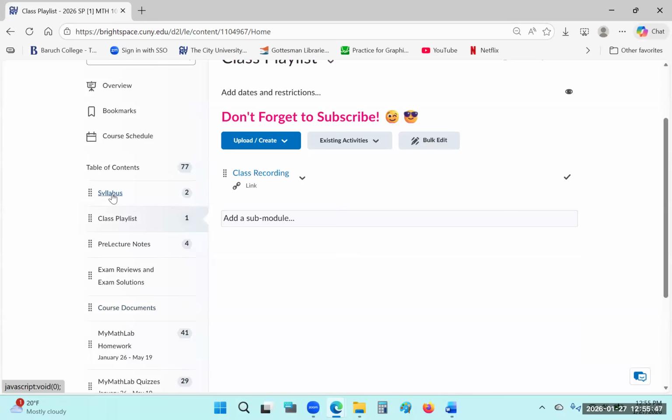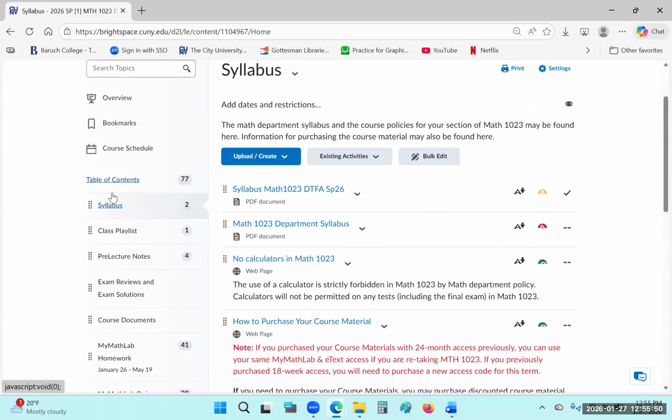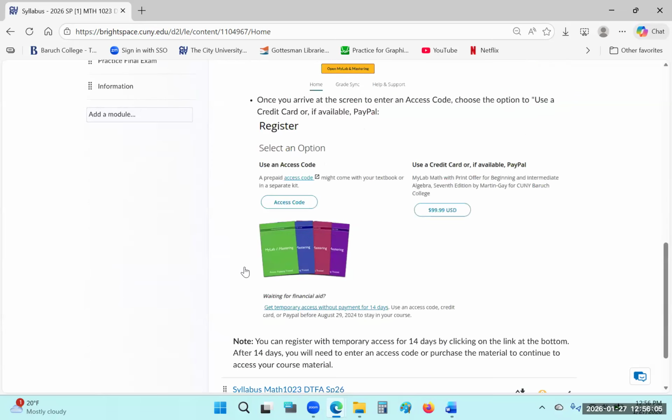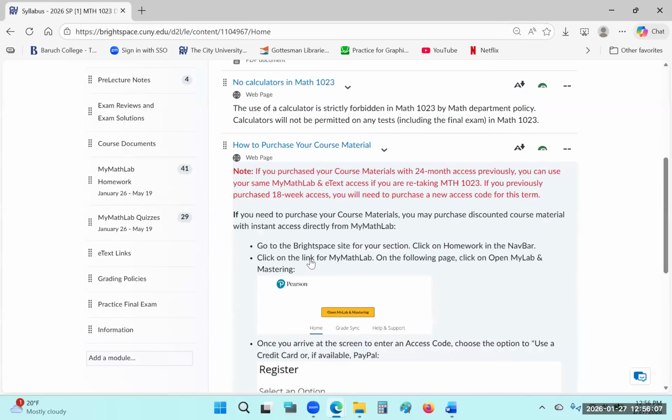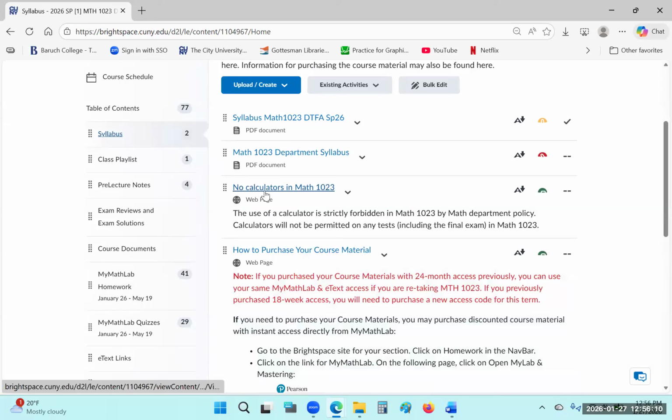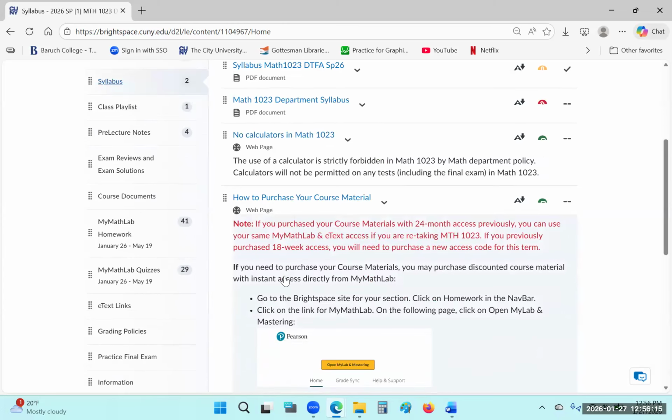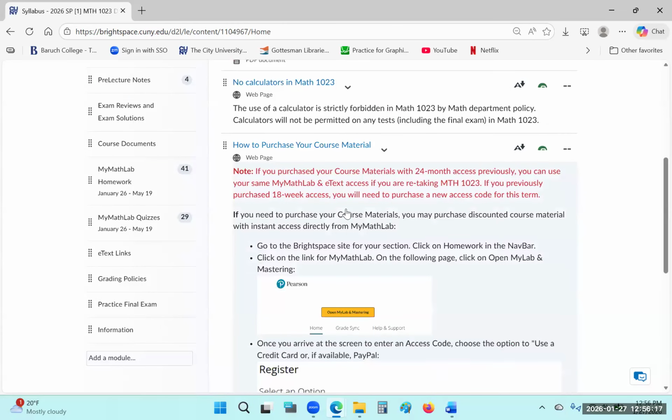The first thing you see here is the syllabus. The first syllabus is our own syllabus for our section. The second one is the 1023 syllabus for all students, posted by the department. The rest are also posted by the department. No calculator: we are not allowed to use any calculator in our class or in the exam. And here we have how to purchase MyMathLab to do your homework and quizzes.